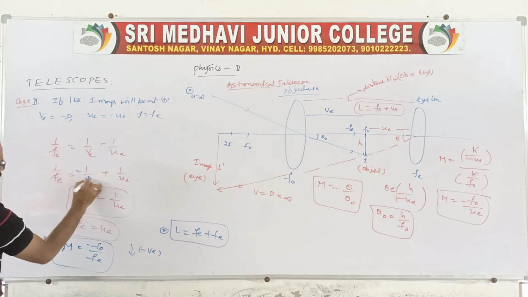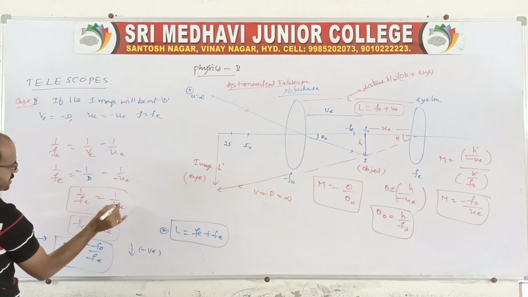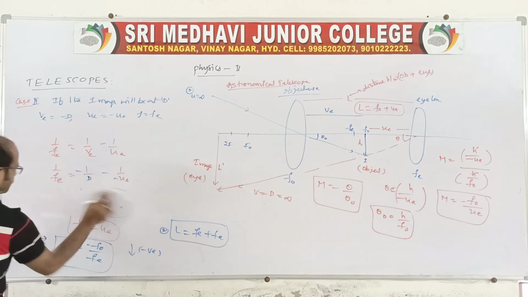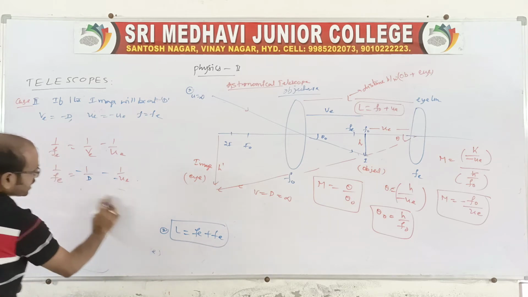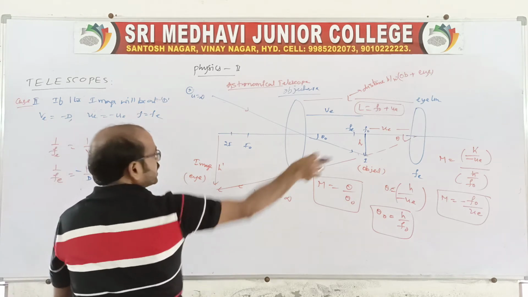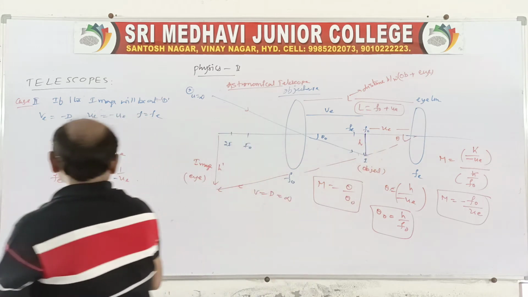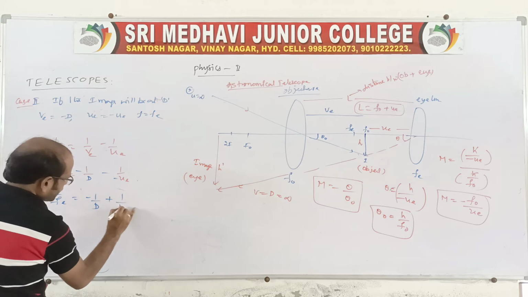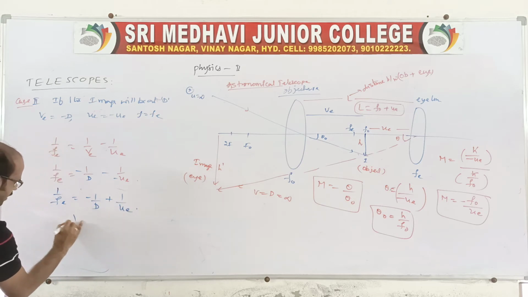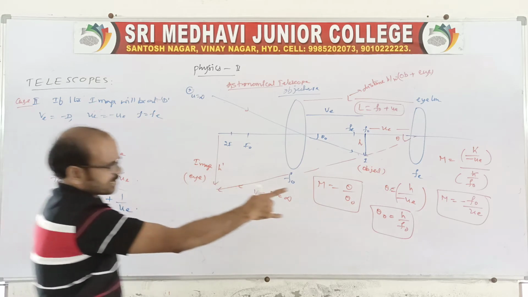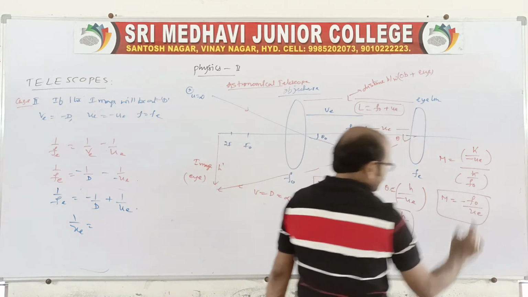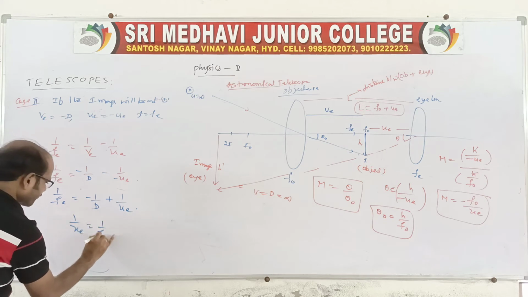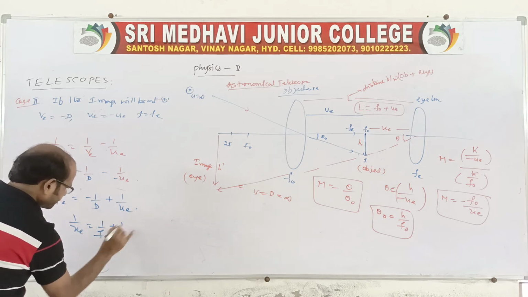Here we get the minus D, here it is minus of minus. Now we are using only the eye lens, so 1 by Fe is equal to minus 1 by D plus 1 by UE. Therefore you calculate 1 by UE, because in magnification we have F naught by UE. Therefore 1 by UE is equal to 1 by Fe plus 1 by D.